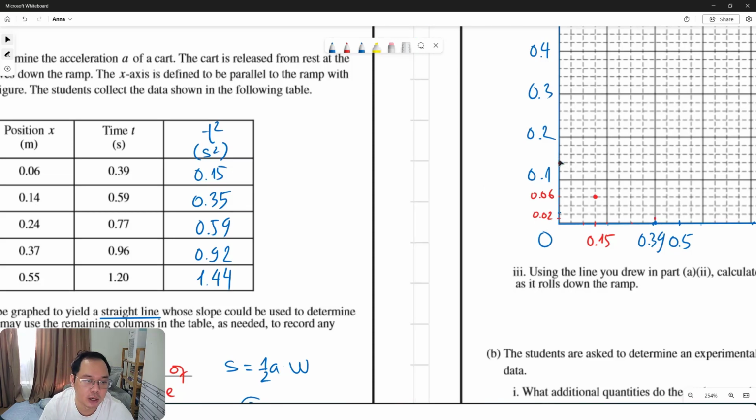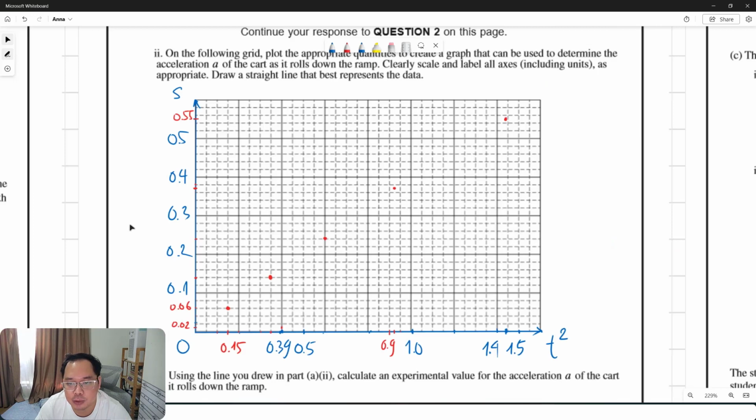And the square time is 0.35. 0.35 will be 7 small squares: 1, 2, 3, 4, 5, 6, 7. So 0.35 is here, and the second point is here. Okay, and so on. Here is the last point.